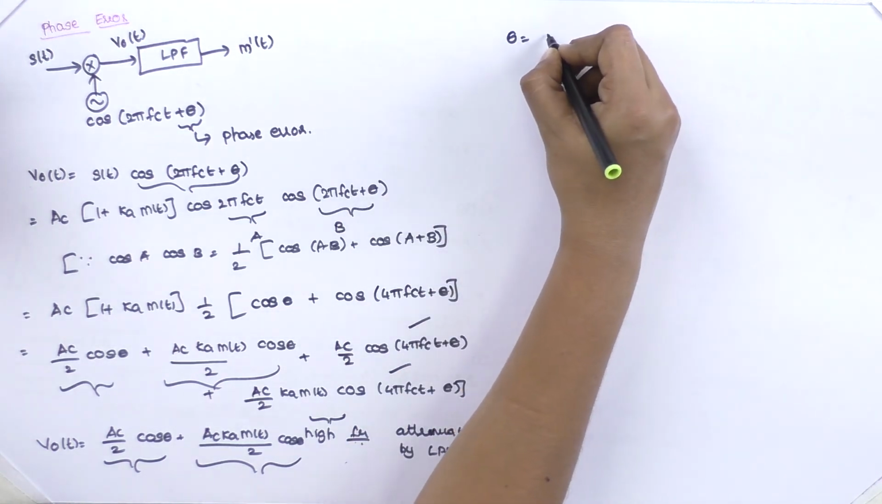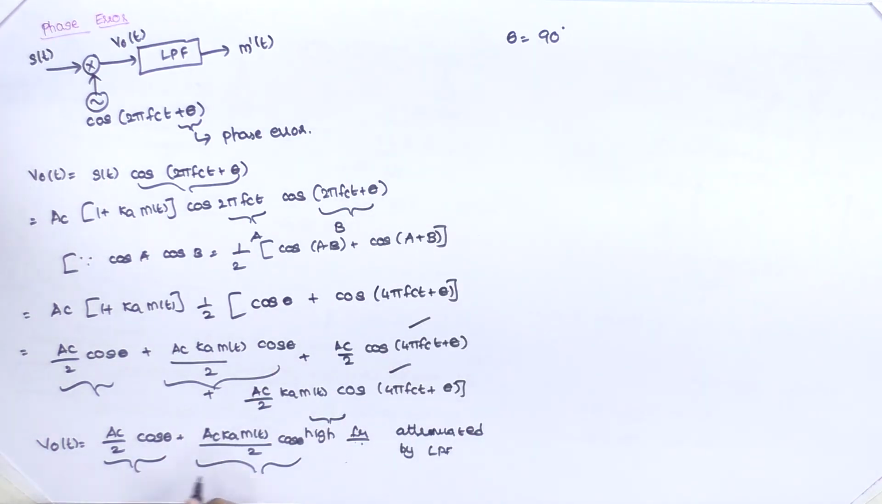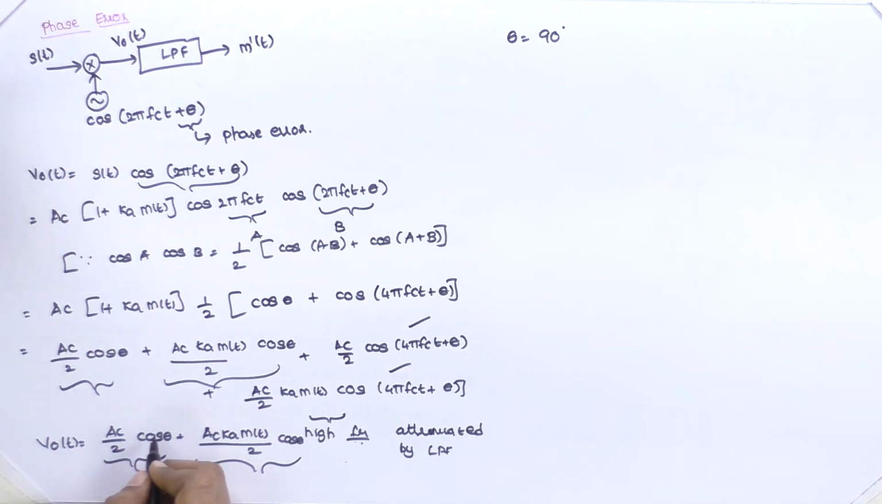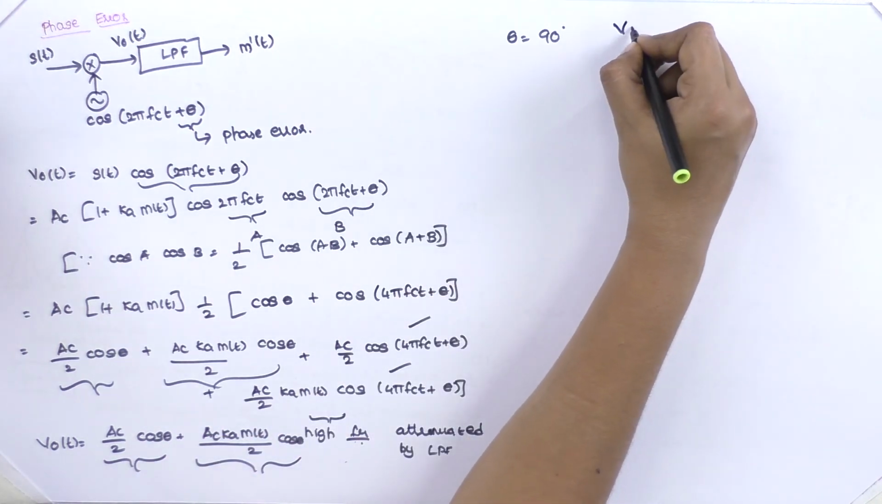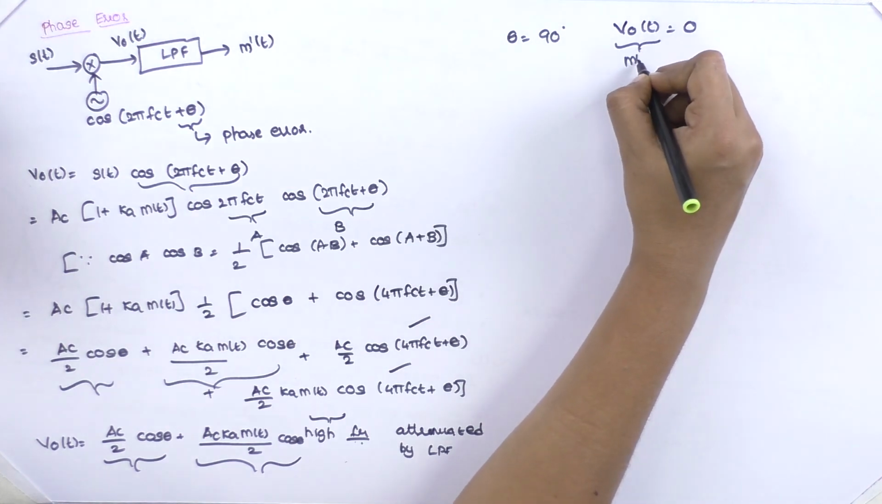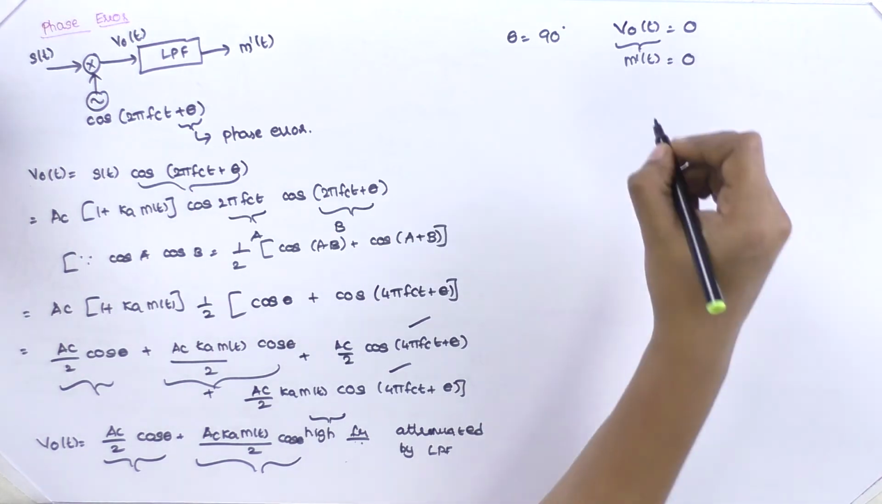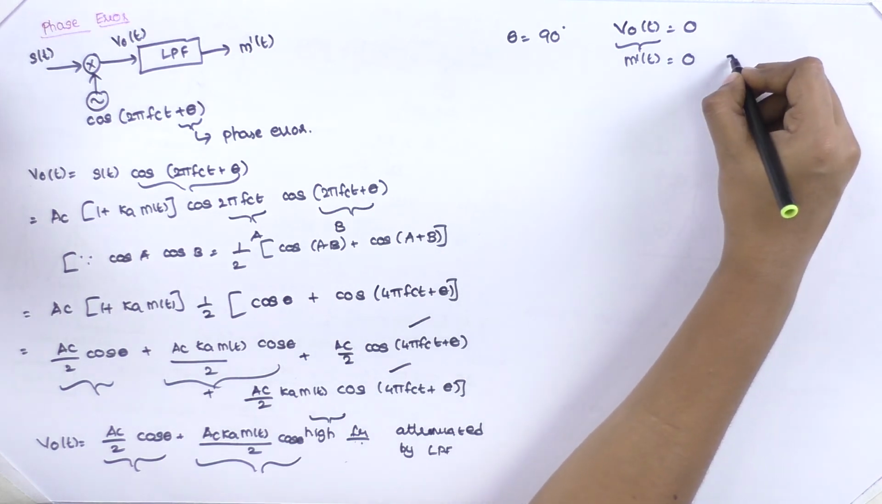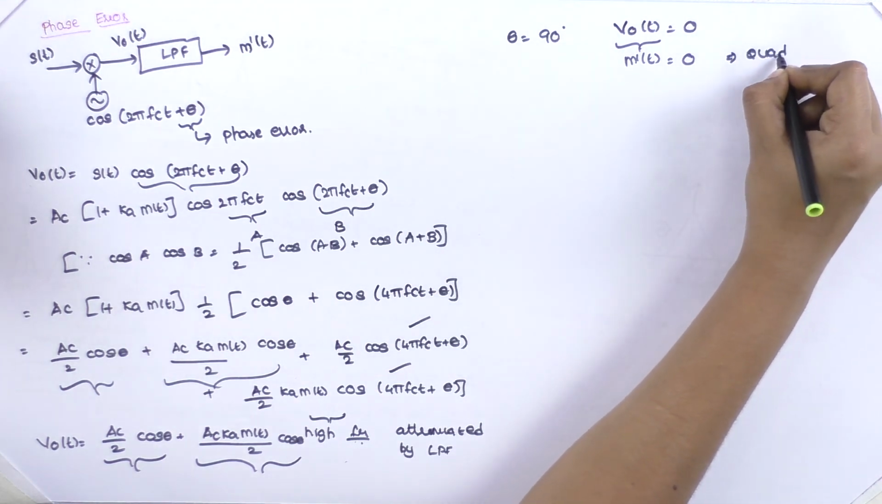Assume we have theta equal to 90 degrees. Then what happens to our resultant AC by 2 into cos theta? If we substitute theta equal to 90 degrees, cos 90 will be 0. Again here, cos 90 will be 0. Therefore, the whole term will be 0. Our V naught of t, referred to as m dash of t, is equal to 0. This is referred to as the quadrature null effect.